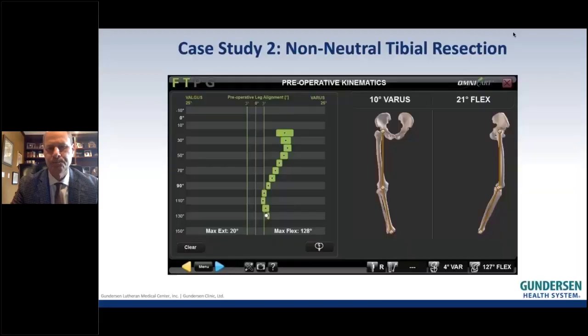medial tibia. Here's his preoperative kinematics. You can see on the far left there that the graph stops at about 20 degrees because his capsule is so tight I couldn't extend him any more than that, even if I tried to push. It was pretty fixed.